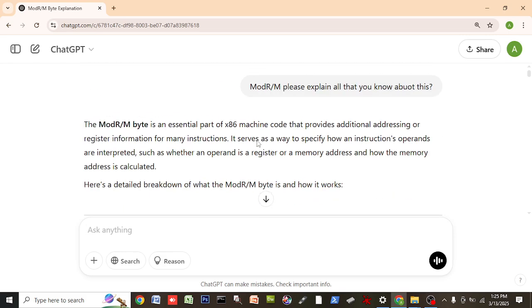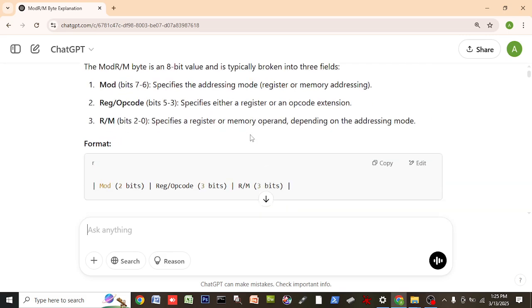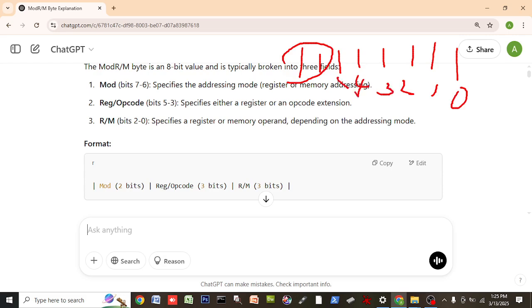So I asked the GPT, can you please explain all that you know about this ModRM? Here, remember this, the bits, there are 1, 2, 3, 4, 5, 6, 7, 8. These are the two. This is the other, 0, 1, 2, 3, 4, 5, 6, 7. So this 7 and 6 is what we call the mod.